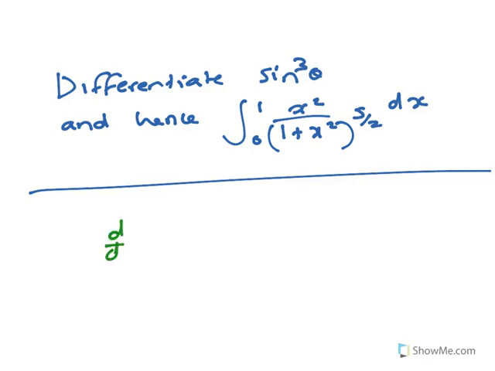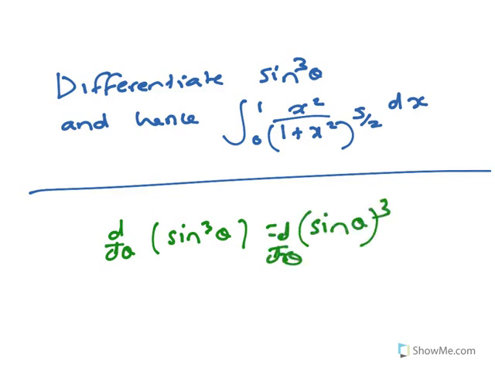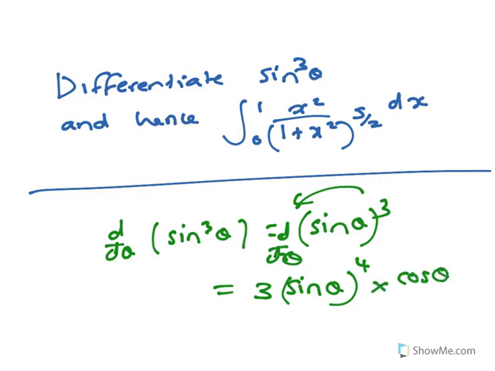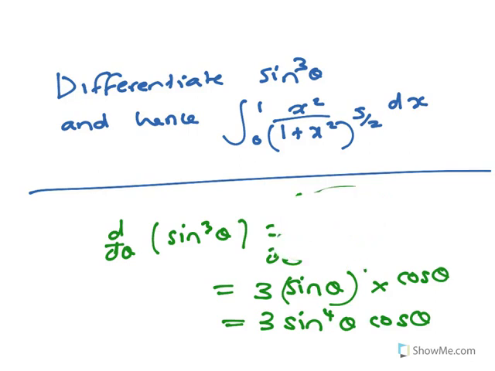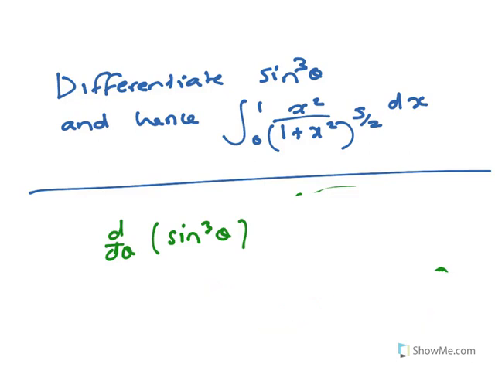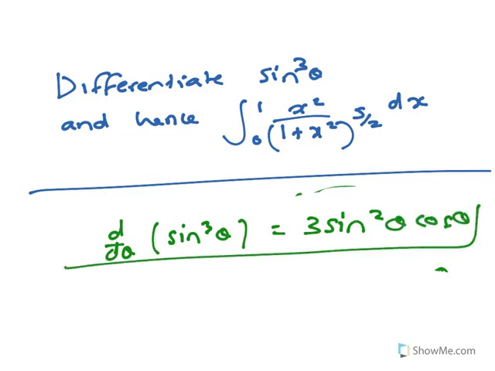Okay, so first of all, to differentiate sine cubed theta, you need to make it sine theta to the power of 3. So it's like a reverse chain, like a chain rule. So you bring the 3 down the front and you go sine theta to the power of 2, and then you times the derivative of the inside. So it's 3 sine squared theta cos theta. So that means that the derivative of sine cubed theta is equal to 3 sine squared theta cos theta.